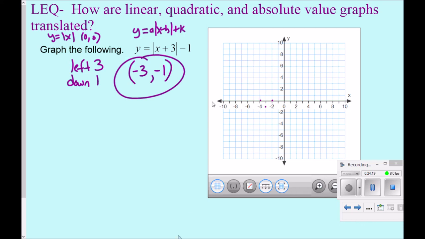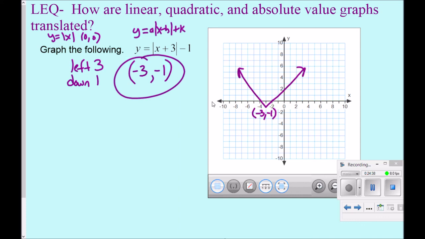3 points determine an absolute value graph. Now I have 3, so I can certainly just sketch in my absolute value graph from there. And I'm just going to label the vertex. And that's how we graph y equals the absolute value of x plus 3, minus 1.